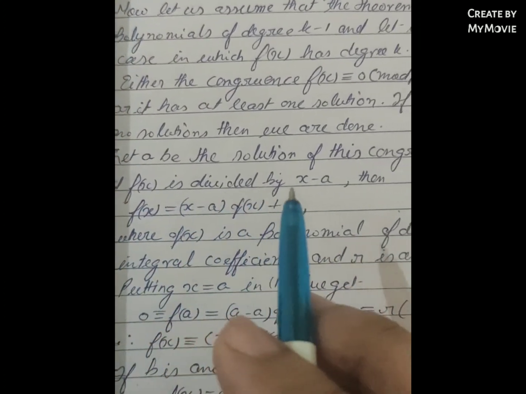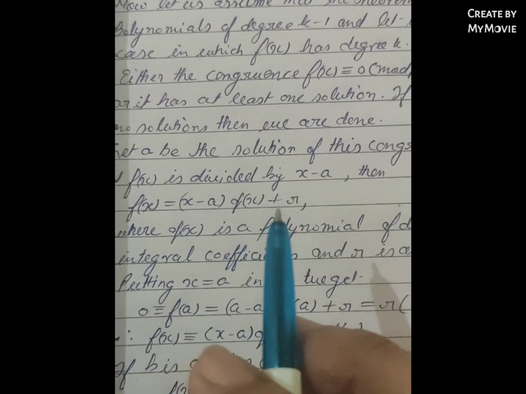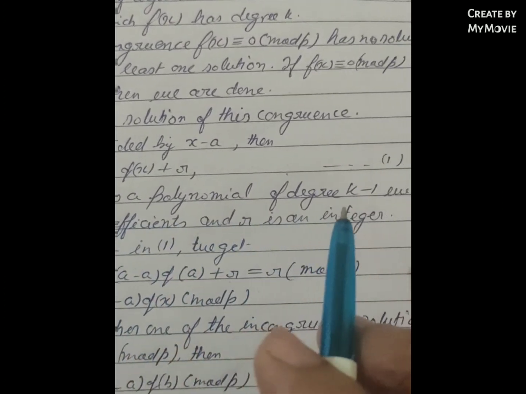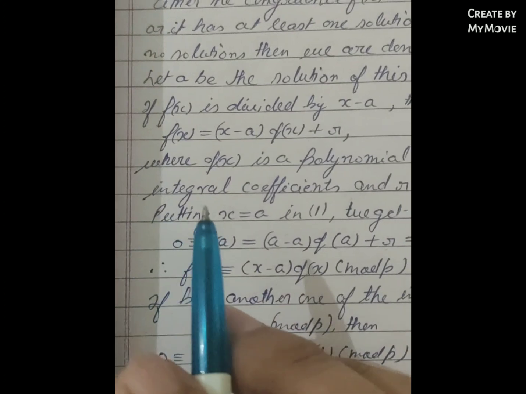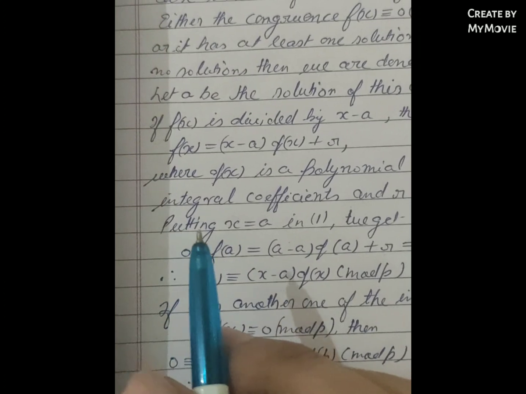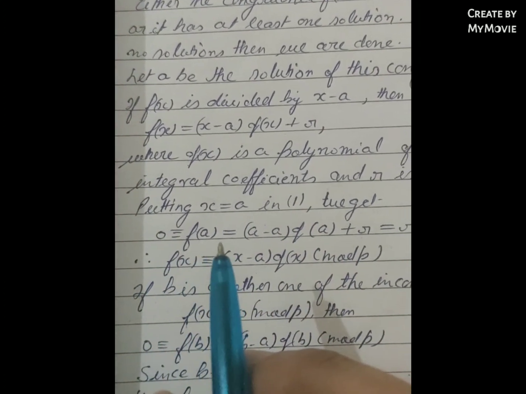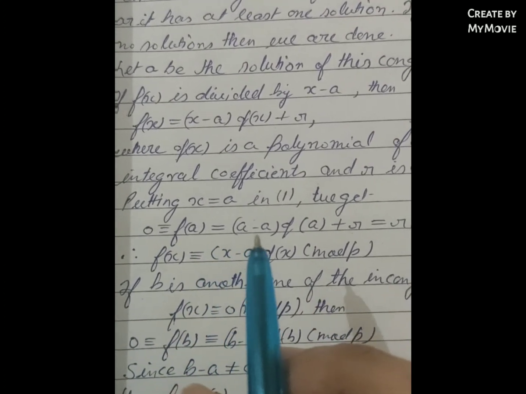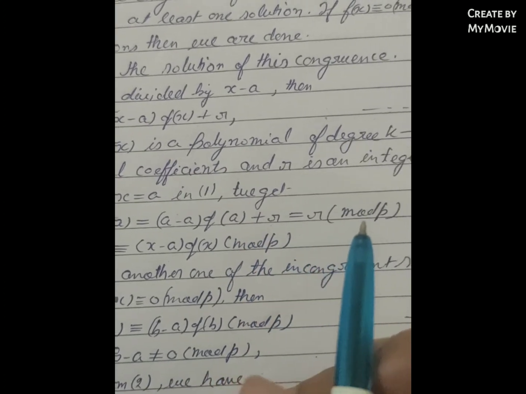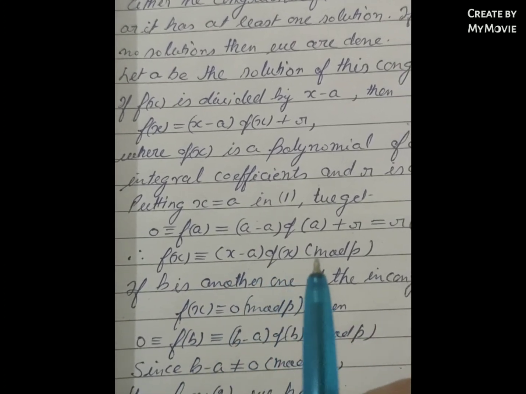If f(x) is divided by x minus a, then f(x) = (x - a) q(x) + r. Equation 1, where q(x) is a polynomial of degree k minus 1 with integral coefficients and r is an integer. Putting x = a in 1, we get 0 ≡ f(a) = (a - a) q(a) + r = r modulo p. So f(x) ≡ (x - a) q(x) modulo p. Equation 2.